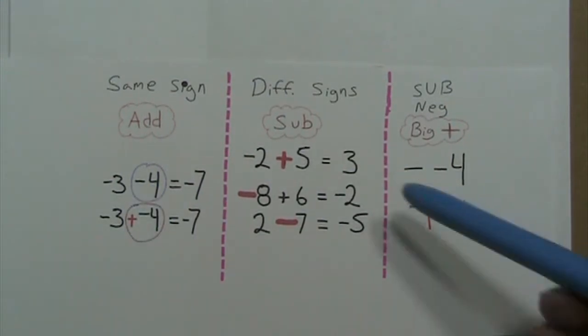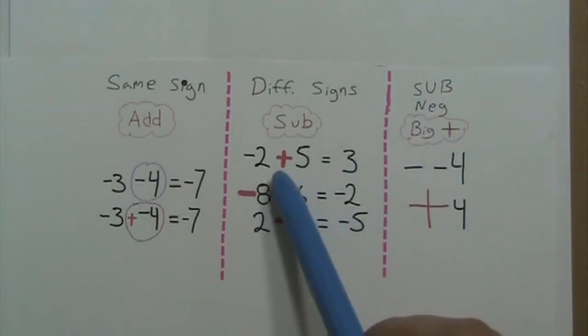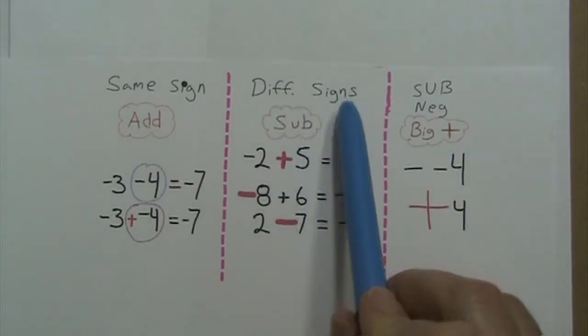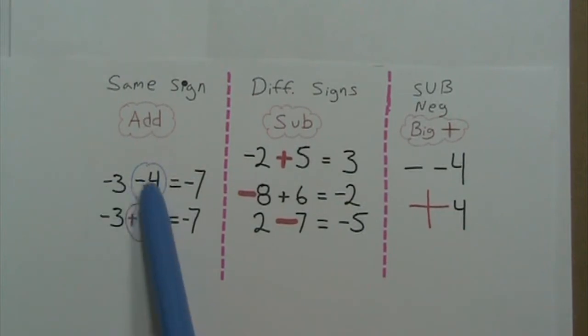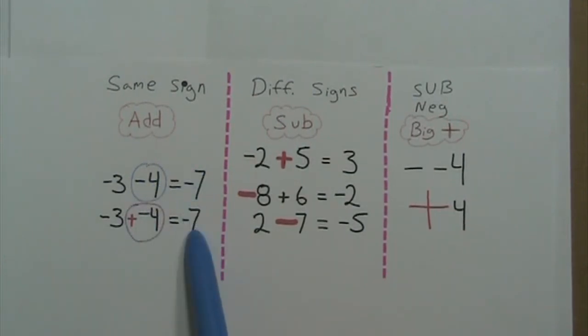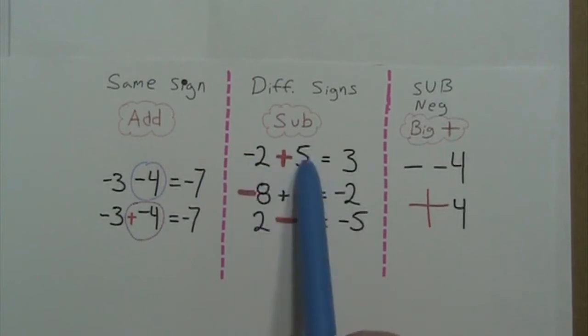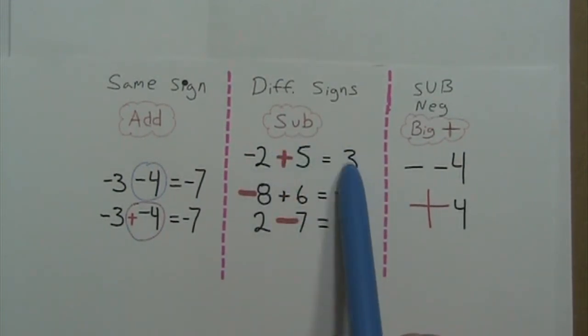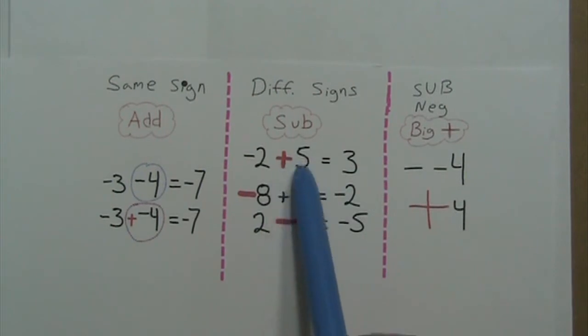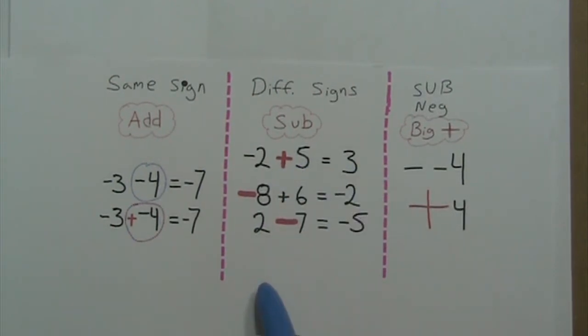If they're different signs, just go ahead and subtract them. So over here, they're the same sign, add them up. Keep the sign. If they're different signs, go ahead and subtract them. So 5 take away 2 is 3, and there's more positive, therefore the answer is positive.